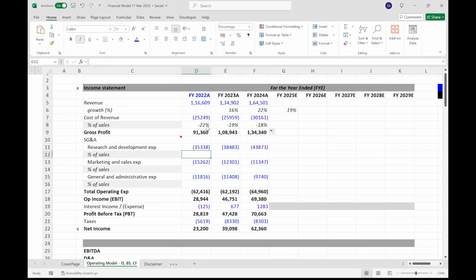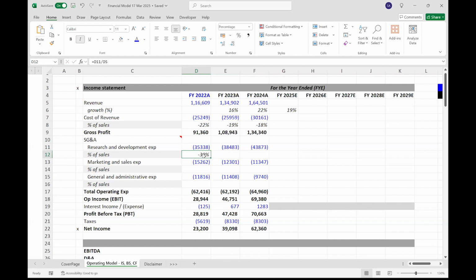In the same way, you can also calculate other expenses, like research and development, which is 35 divided by 116. You want to see, if the product price is 100 rupees, how much research expense you are making on a product. So you are spending 30% on the research of that product.